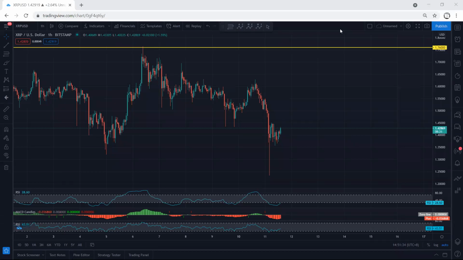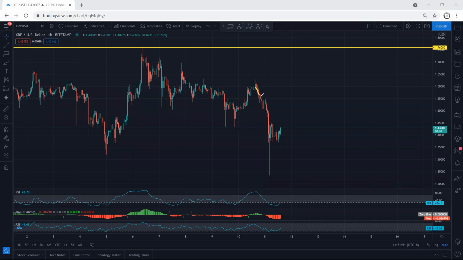XRP, we start with the 1 hour chart. We want to see how we can look for a trade. If we refer to my last analysis, after we got this drop, we mentioned that if we want to look for a trade, we have to get the correction. And right now we get the correction. But as we can see, this correction doesn't give us any trade setup, either for buy or sell.